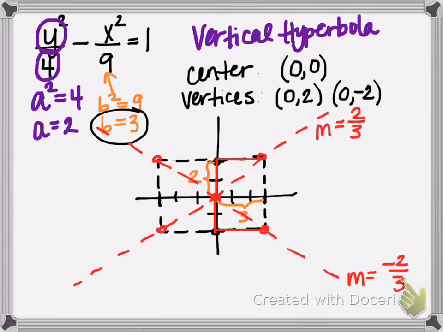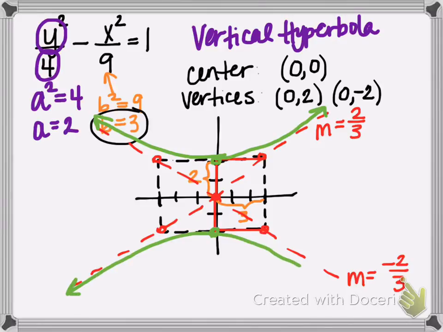Now going back to actually drawing the branches of my hyperbola, we already had determined that one vertex was at 0, 2. And now that you have your asymptotes drawn, you draw a nice smooth curve that passes through the vertex and then approaches each of the asymptotes. So this is kind of a wide hyperbola. But you'll notice again that the branches, one opens up, one opens down. That's because it was a vertical hyperbola, because the variable y was first in this case.